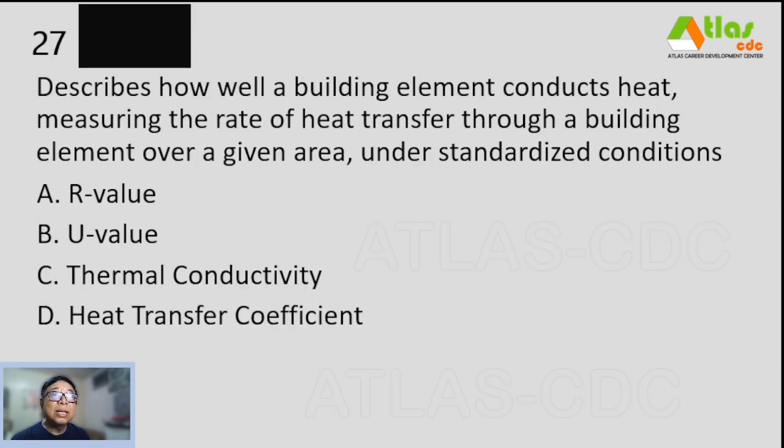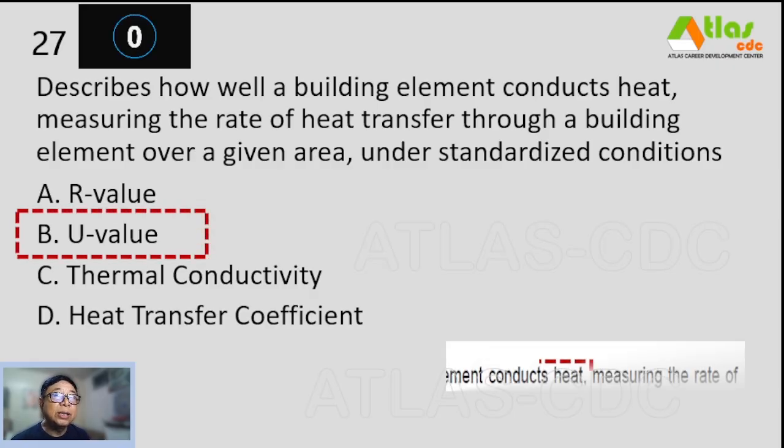Number 27 describes how well a building element conducts heat, measuring the rate of heat transfer through a building element over a given area under standardized conditions. So, this one conducts heat, no? So, A, R value, B, U value, C, thermal conductivity, and D, heat transfer coefficient. And our correct answer is the U value.